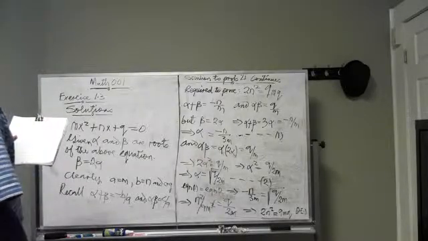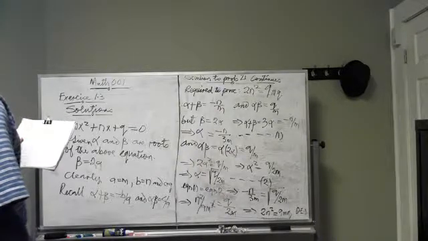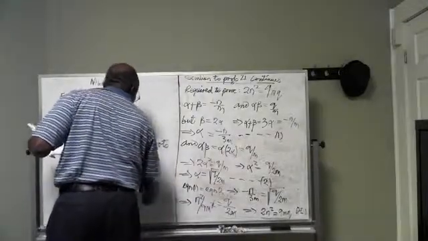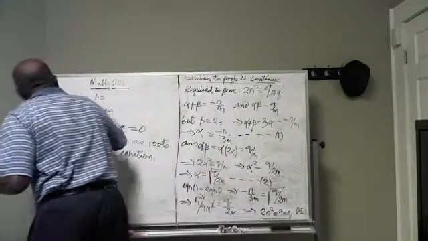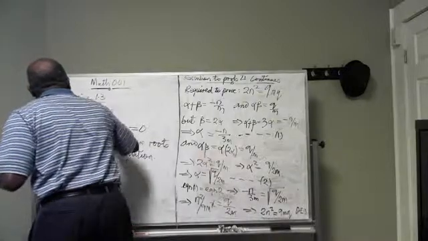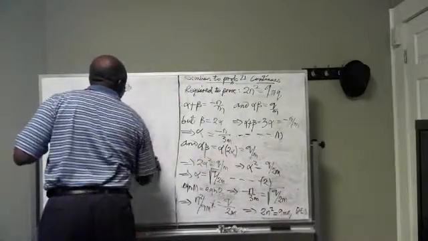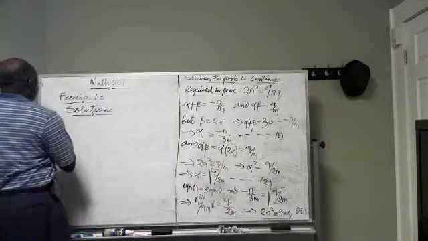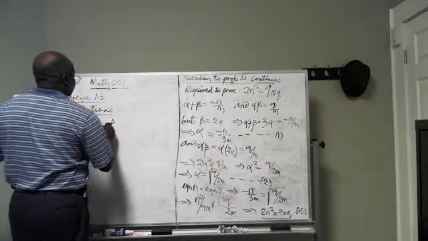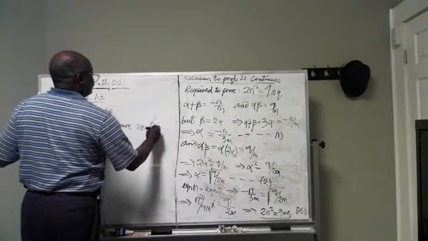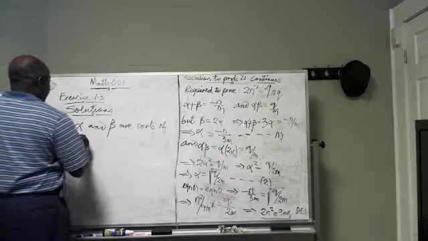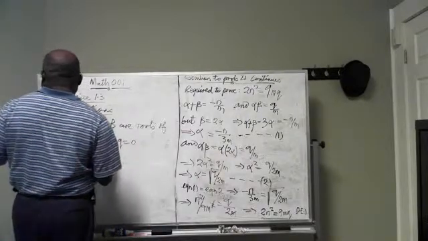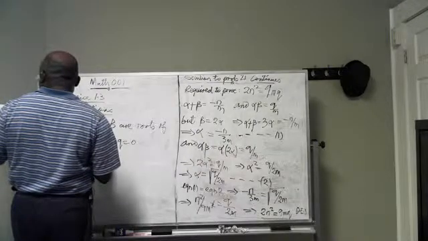Now let's do problem 5 of exercise 1.3. If alpha and beta are roots of mx squared plus nx plus q equals 0, find without solving this equation the equation whose roots are.